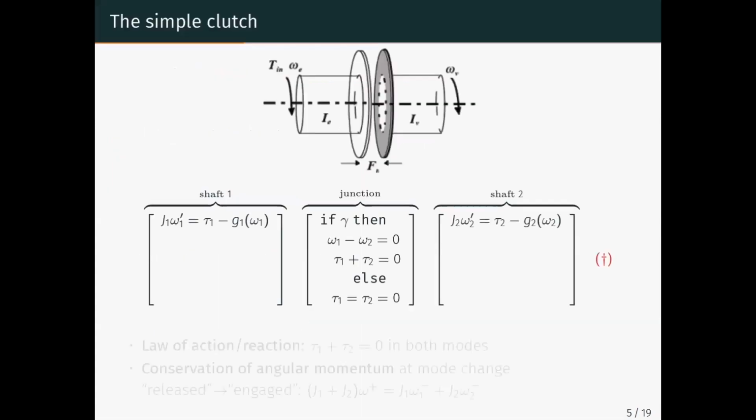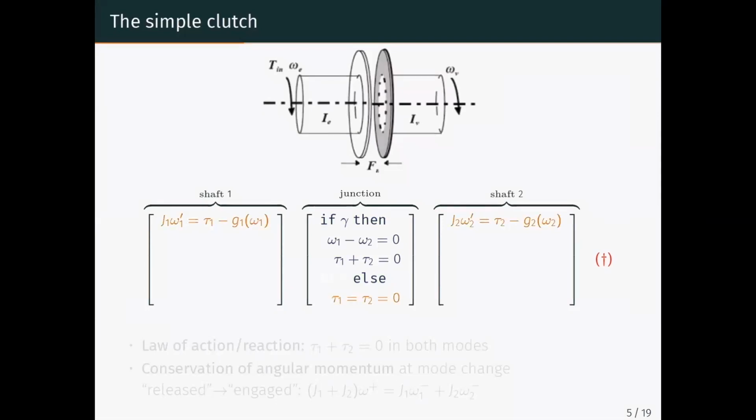So let us start with the model of the idealized clutch with two shafts. It has four variables. Omega1 and omega2 are the angular velocities of the shafts, while tau1 and tau2 are the torques applied to them. On each side, you can see that the dynamics of the shafts are simply described by first-order differential equations on the angular velocities, where the coefficients J1 and J2 are the moments of inertia of the shafts. At the center, algebraic equations describing the junction of the shafts are provided.